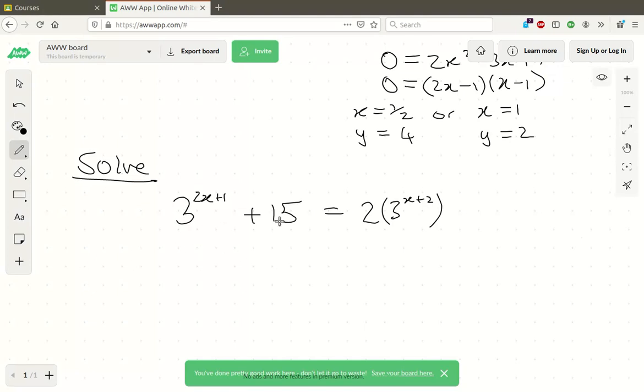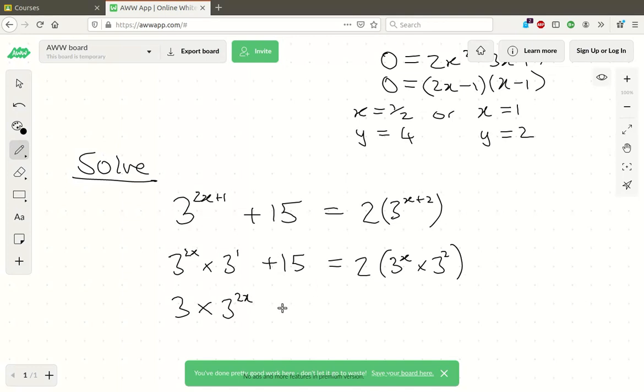Why is it quadratic in disguise? Well, play with the powers, and you'll see this is really 3 to the 2x times 3 to the power of 1, because we would add the powers there to get that. Ignore the plus 15 for the moment. And this is really 2 times 3 to the x times 3 squared, yeah? Because you would add the powers. Well, that's the same as 3 times 3 to the 2x plus 15 equals 18 times 3 to the x.